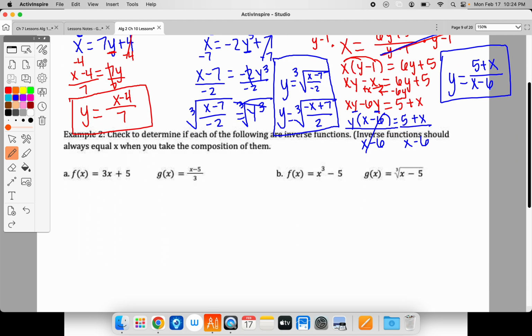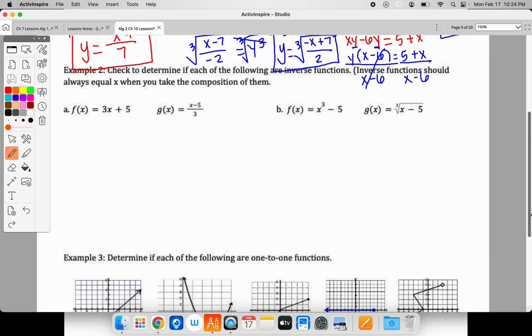Okay, if they give you 2 functions and they want you to see if they are inverses, these you can check by using the composition of them. Composition, remember, are the f of g and g of f we talked about a little while ago, where for f of g, you're going to take g and plug it into f. Or for the second one, you're going to take f and plug it into g.